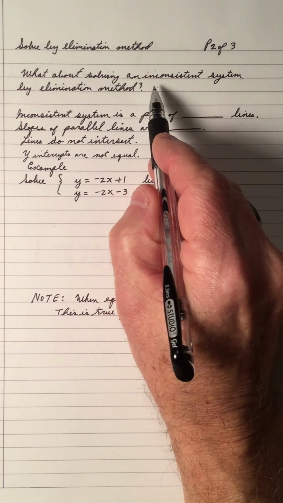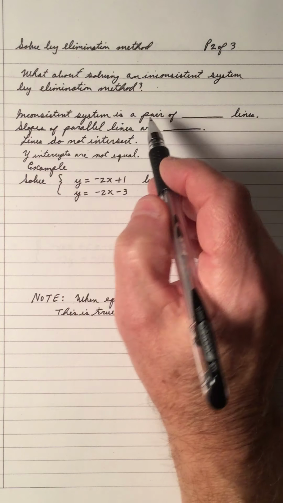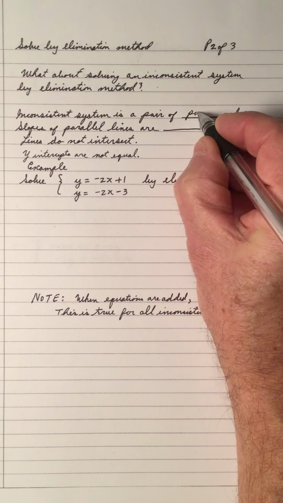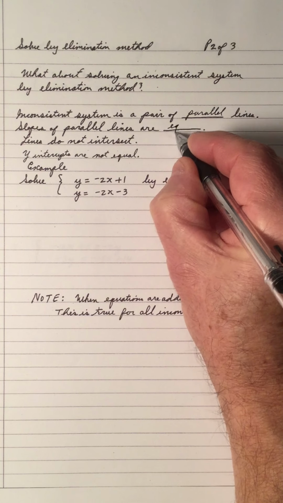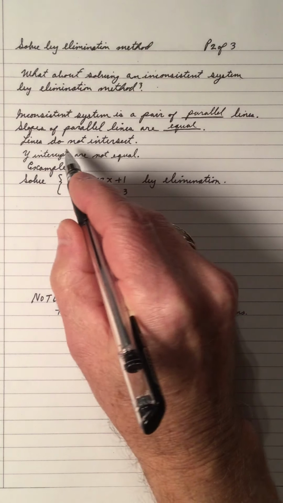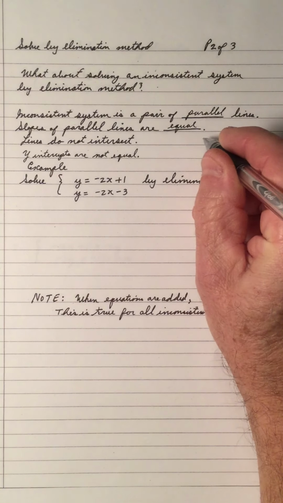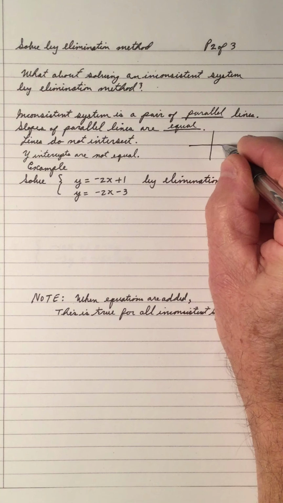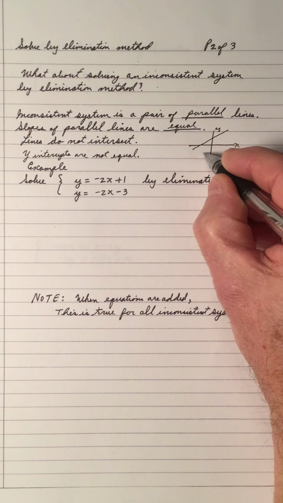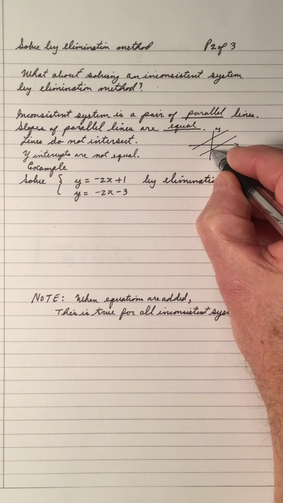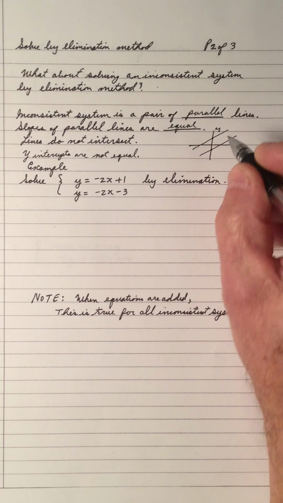What about solving an inconsistent system by elimination method? An inconsistent system is a pair of parallel lines. The slopes of parallel lines are equal. The lines do not intersect. The y-intercepts are not equal. So what we're talking about is that we got a grid of x and y. The two lines are parallel to each other and they have different y-intercepts. They're not equal. The lines are parallel and they have equal slopes.